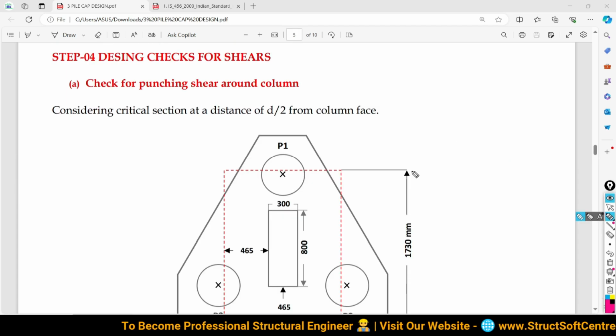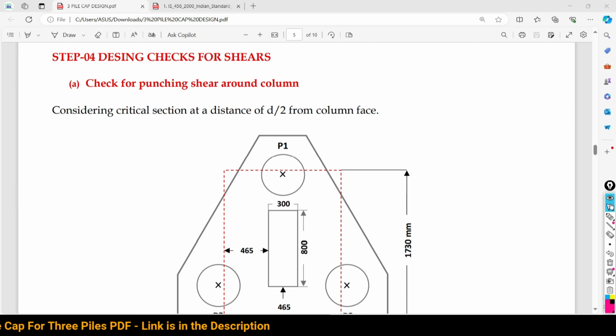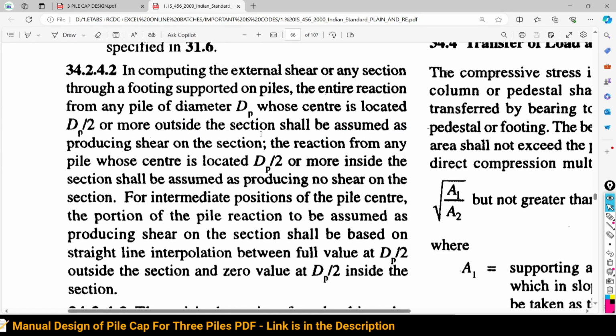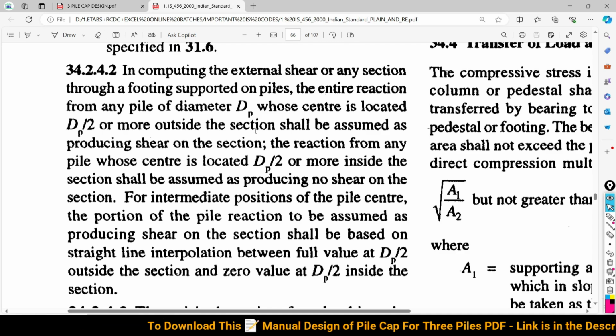Now, after the complete design for flexure, in the next step we have to do the design checks for shear, in order to find out whether the provided depth of the pile cap is safe for punching shear or one-way shear or not. For that we have to look at IS 456-2000, because the check for punching shear and one-way shear for the pile cap is different from that of other types of foundation slab.